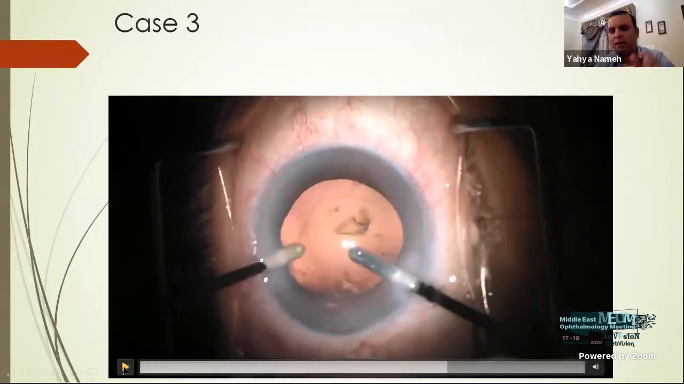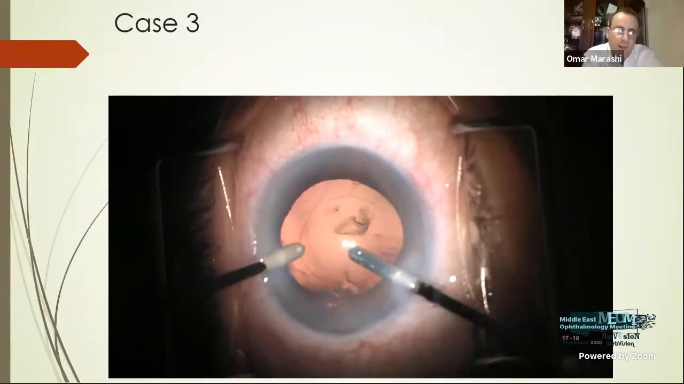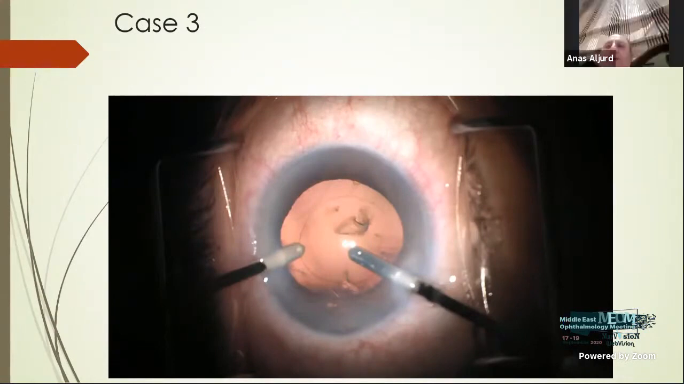So in this situation, do you suggest to proceed with a trifocal or premium lens, or just implant a monofocal lens? What do you suggest? I would suggest a CTR and a premium IOL. CTR, if you have a good bag and good capsule, you can implant. But I think premium, because with a trifocal lens, if it is not centered, it will disturb the patient.